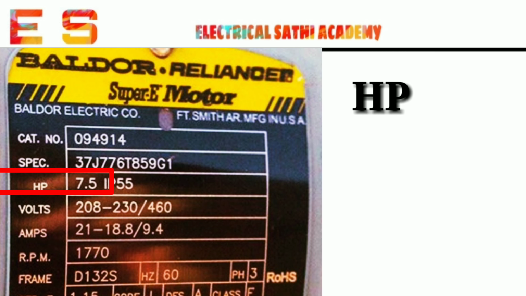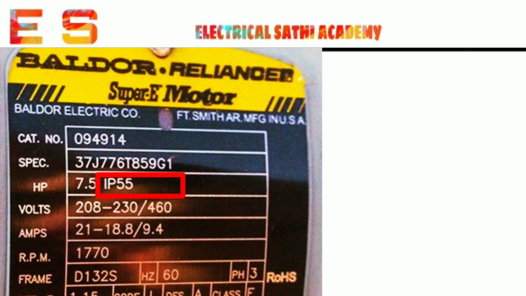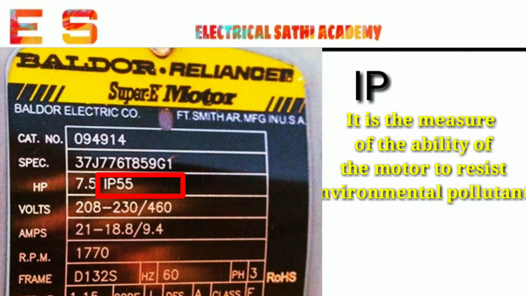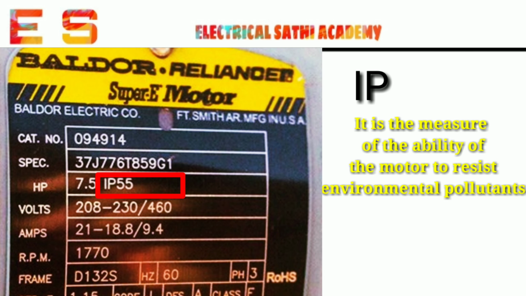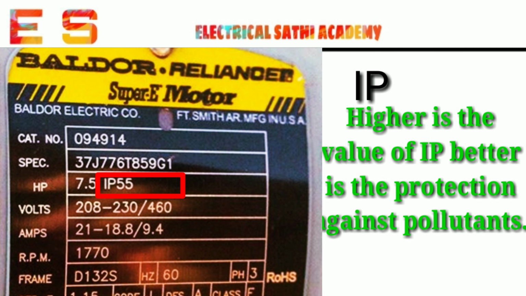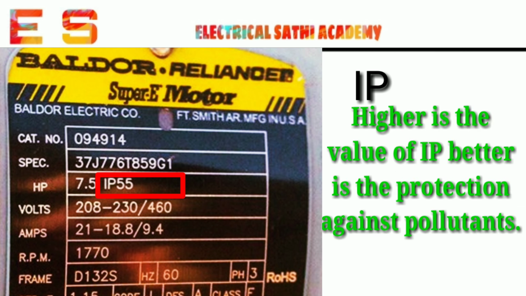HP. It stands for horsepower. In the nameplate, here it says that the horsepower of this motor is 7.5. IP. It stands for ingress protection. What it basically means is that it is the measure of the ability of the motor to resist environmental pollutants like dust, smoke, rain, snow and so on. Higher is the value of IP, better is the protection against environmental pollutants.